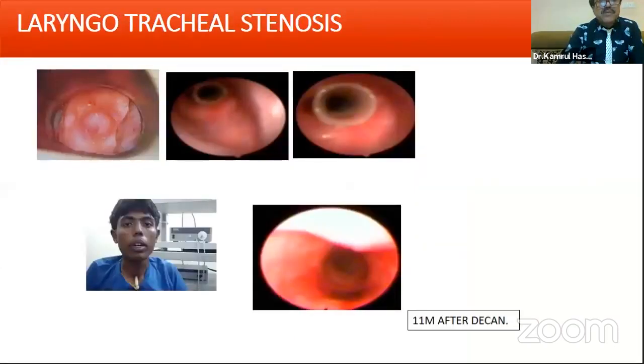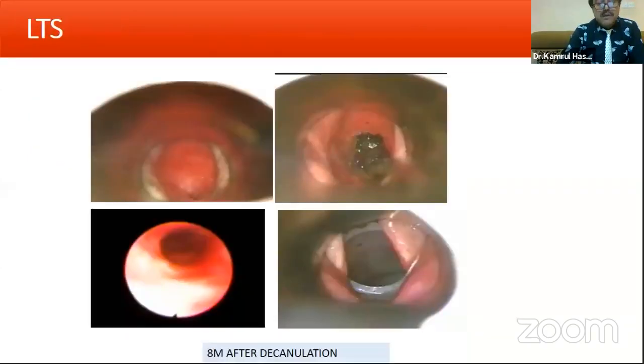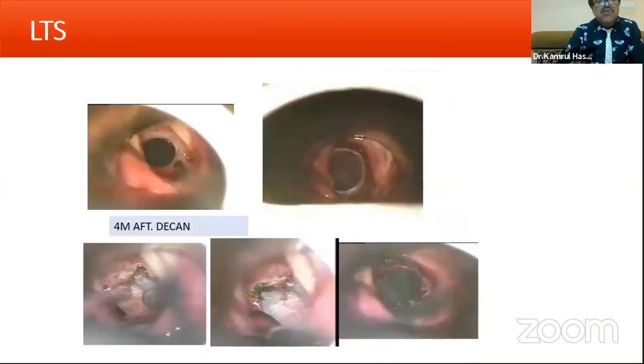How the T-tube is placed. This is a patient 11 months after decannulation. The patient can speak. This is 8 months after decannulation. This is 4 months after decannulation.